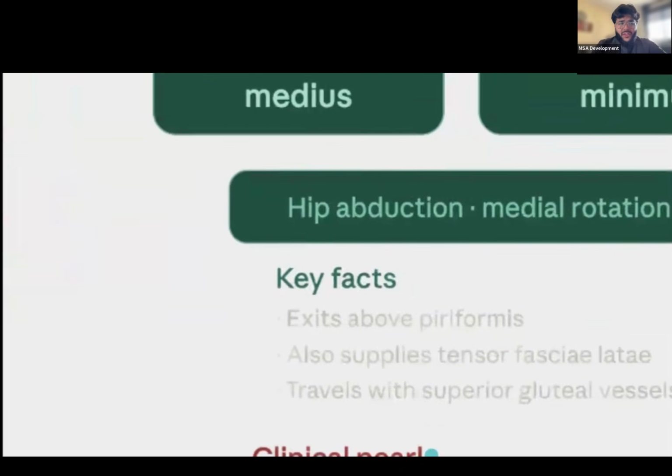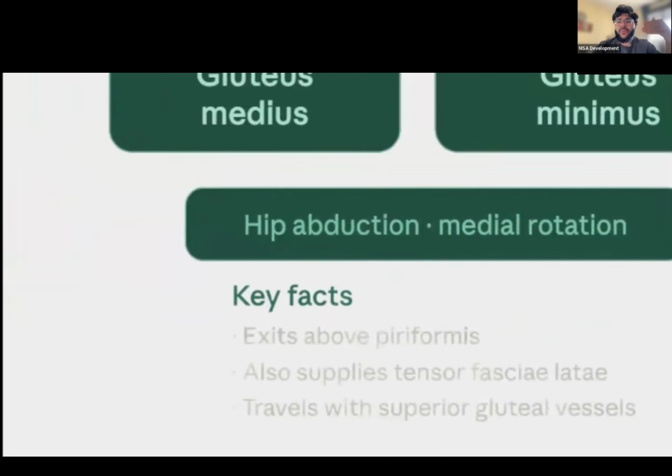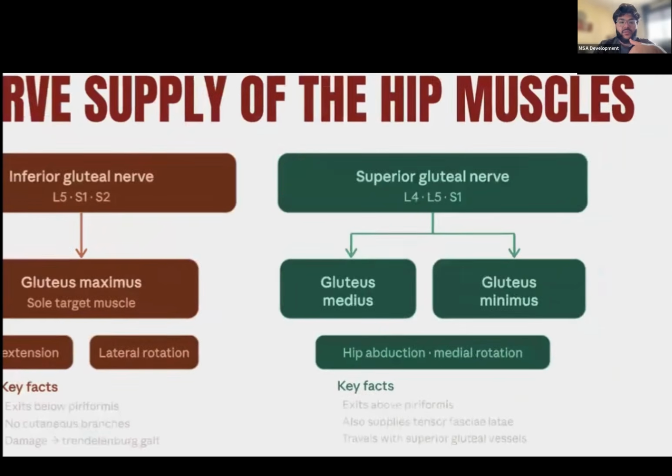And a key fact that you should know, again, because it's superior, it exits above the piriformis. It also supplies the tensor fascia lata, and it travels with the superior gluteal vessels.